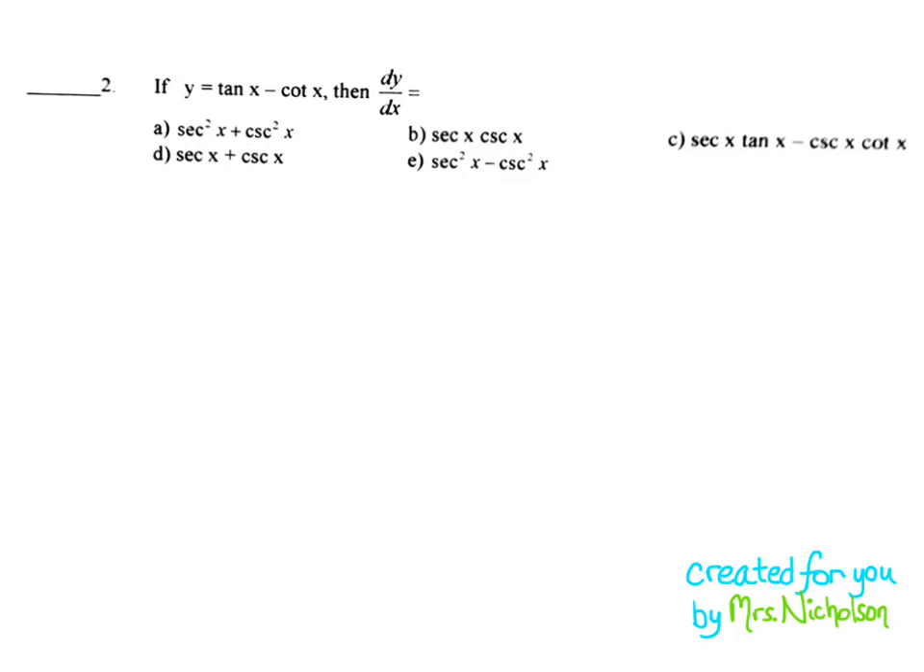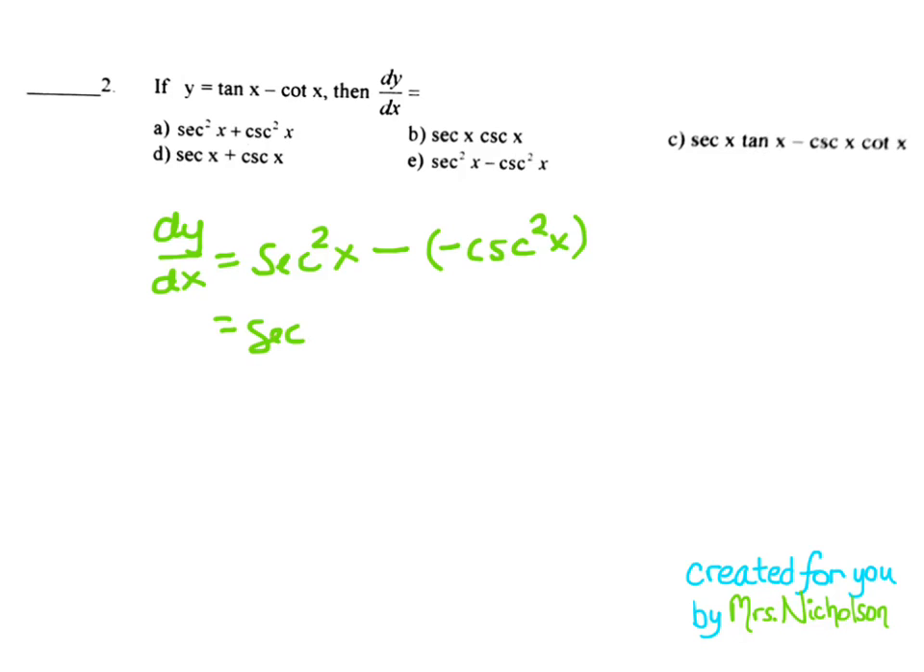Here we've got y is equal to tangent x minus cotangent x, find the derivative. So just straight, simple, do you know your trig derivative rules? Well, the derivative of tangent is secant squared x minus the derivative of cotangent, which is negative cosecant squared x. And so I have secant squared minus negative cosecant squared, or secant squared x plus cosecant squared x, and that corresponds again to answer A.